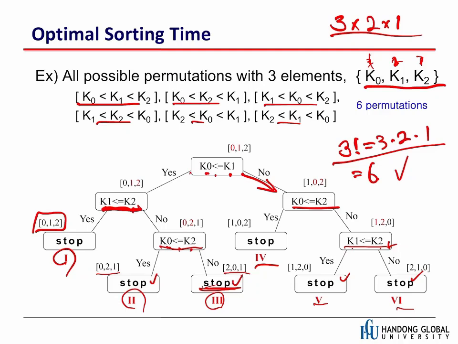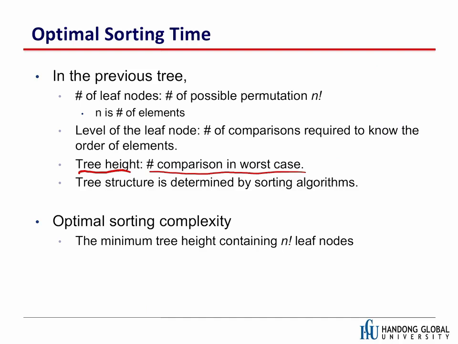Okay, so why do we compare K0 and K1? Why? That's our algorithm. So we compare K0 and K1 first, and then we compare K1 and K2, and then K0 and K2. Okay, so if we have a different sorting algorithm, then it will start comparing other elements. Okay, so yeah, tree structure is determined by sorting algorithms.